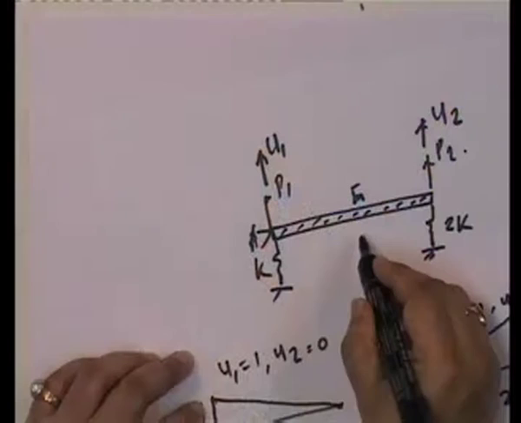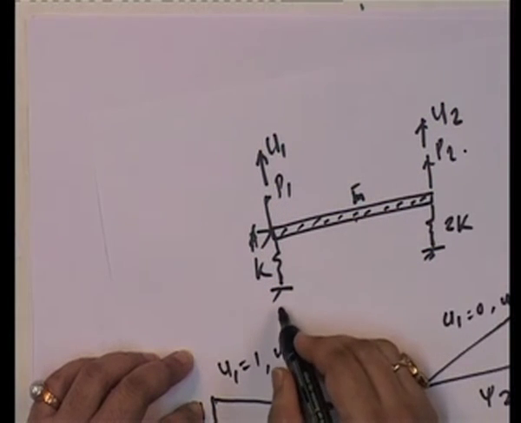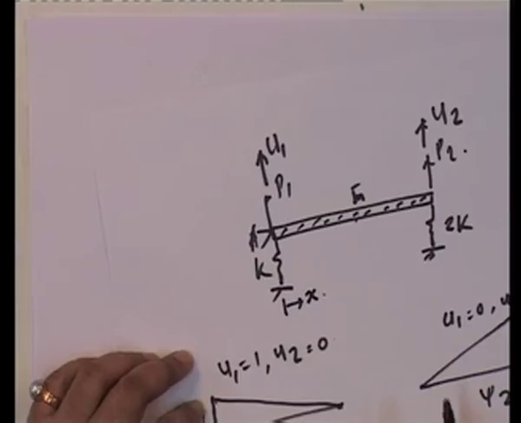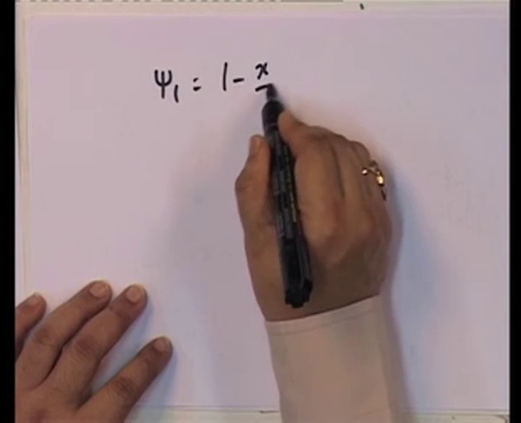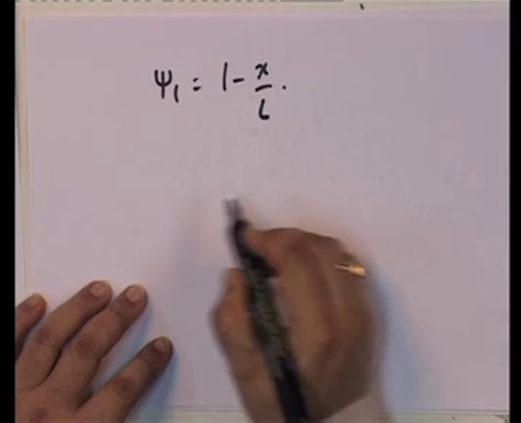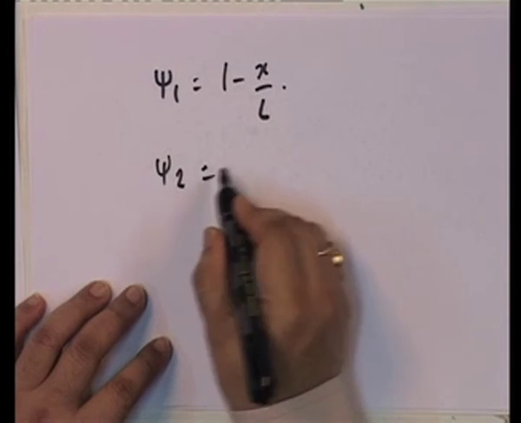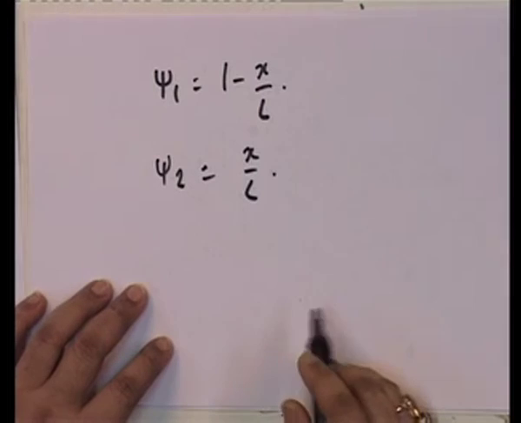I am not going to waste too much time on getting this. What's my xi1? I am now going to define my x not from the center as I had done the last time. I am going to define my x from here. So, if I define my x from here, xi1 is equal to 1 minus x upon L, and xi2 is equal to x by L.